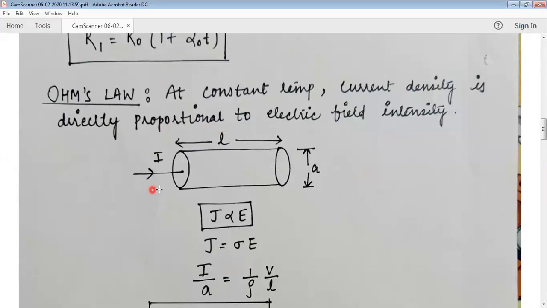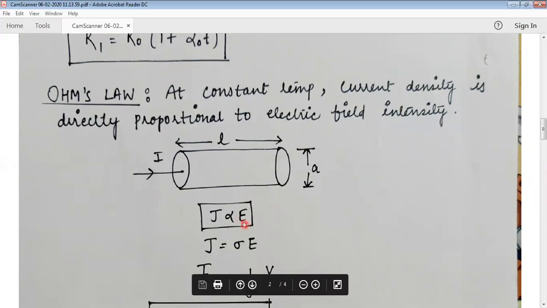For example, let's say I have taken one conductor here, represented in this figure. The length of that conductor is L, and the current flowing in that conductor is I. The area of cross section of the conductor is given by A. So what is Ohm's law? At constant temperature, the current density, denoted by J, is directly proportional to the electric field intensity, denoted by E. So this is Ohm's law.